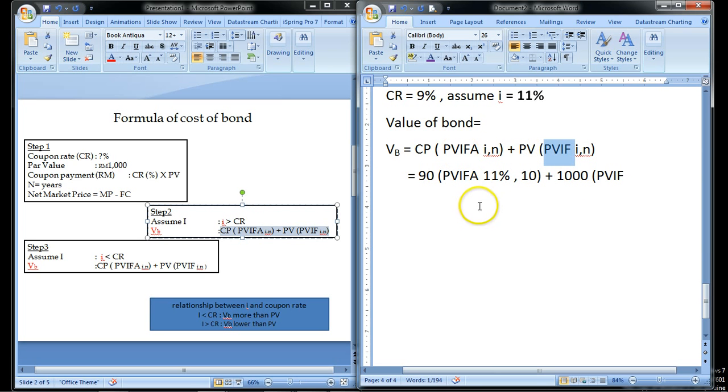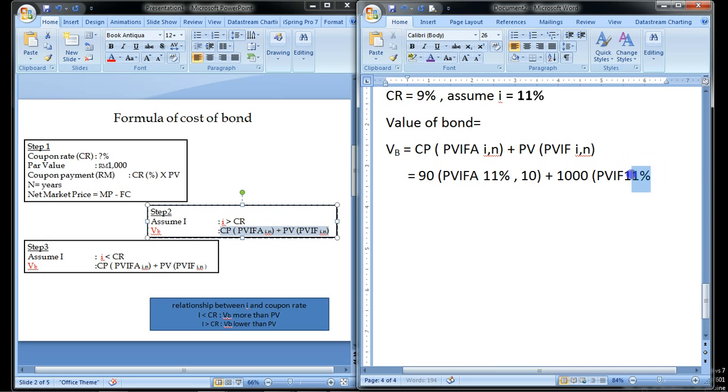Clear? Why, class? Because the coupon payment is constant, it is an annuity. Every year you will get 90, your interest you need to pay, correct? So that's why it is called PVIFA. And your par value is your value at the current, so it is called PVIF. For PVIF you still have to use 11%.